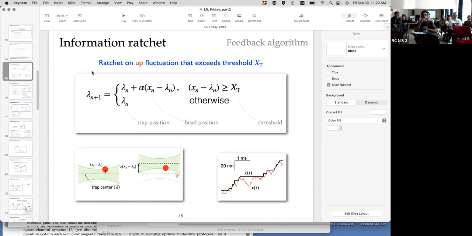Okay, so this is our feedback algorithm. This is a straightforward application of feedback, where we have some threshold. If the position of the particle x, ignoring measurement noise for now, relative to the trap exceeds some threshold, then we raise the trap by some amount. Otherwise, we just sit and wait. This is a nonlinear feedback rule because the condition can be put into a step function. Any rule where you have multiple paths like this is automatically nonlinear.